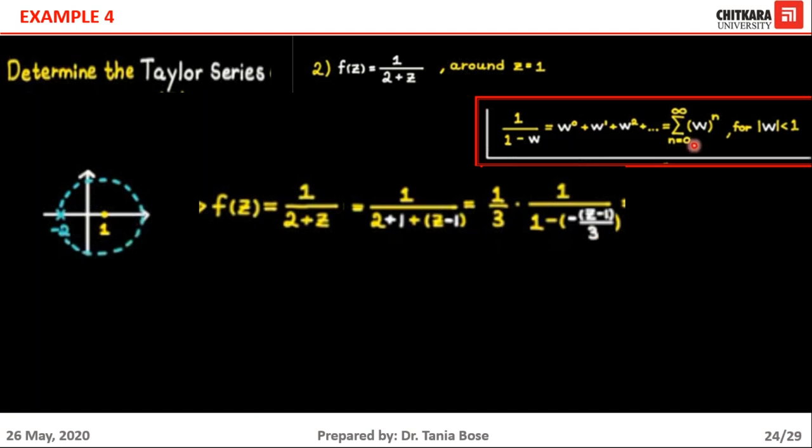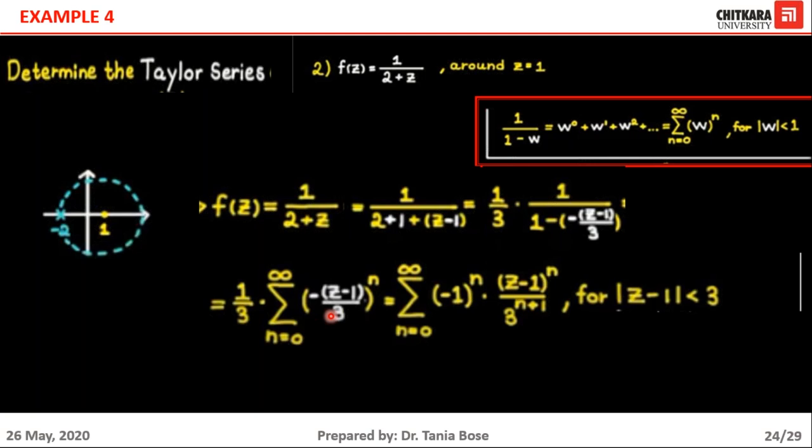Apply the formula. So what is this? It is 1 by 3 into summation n going from 0 to infinity w to the power n. Place the value of w. Now simple calculations. Minus sign is coming how many times? N times. So it is minus 1 to the power n. Z minus 1 is coming n times. How many times is 3 coming in the denominator? 3 to the power n from here, and 3 is also outside the summation, so take it inside, it becomes 3 to the power n plus 1. So this is the answer to your Taylor series.